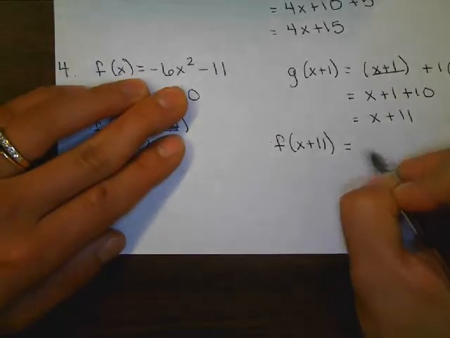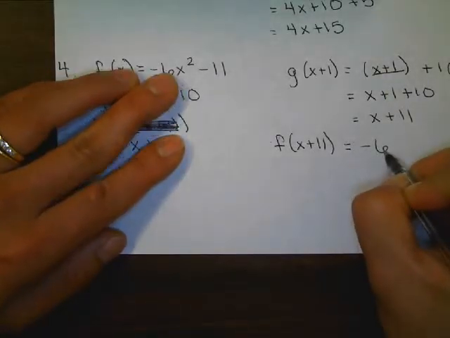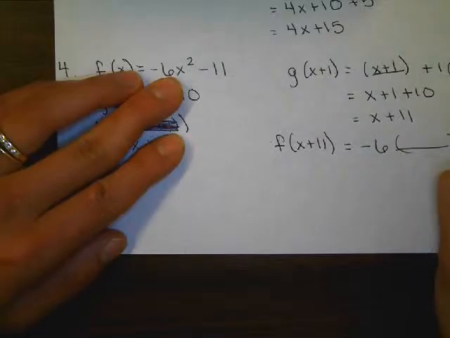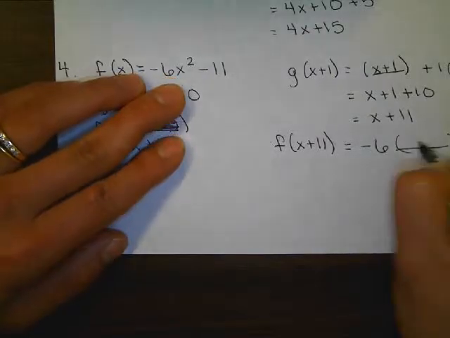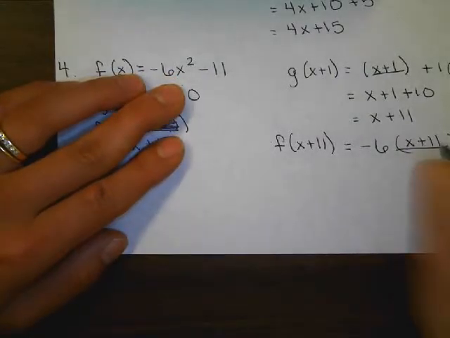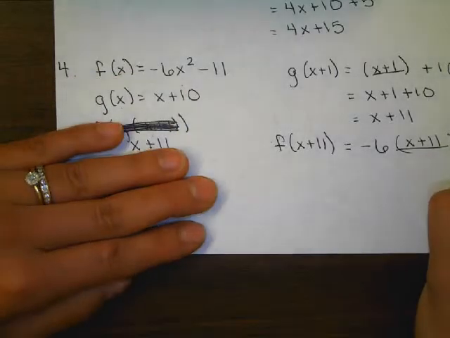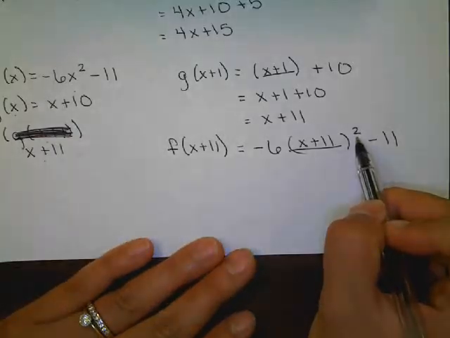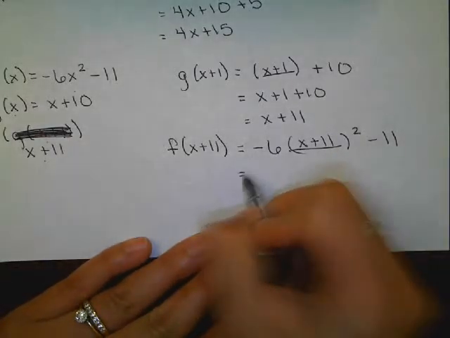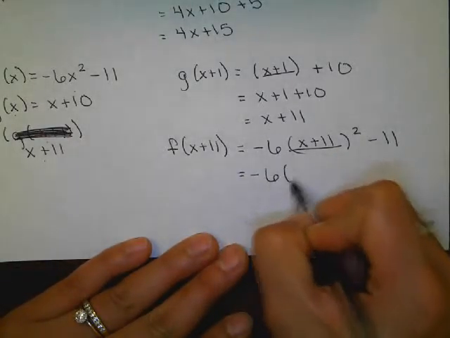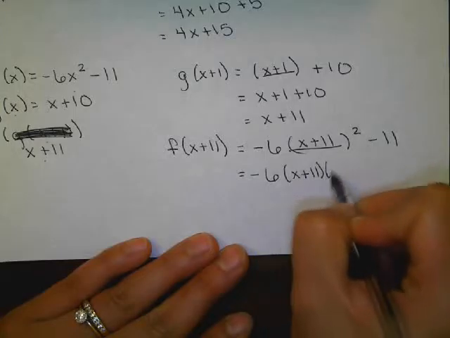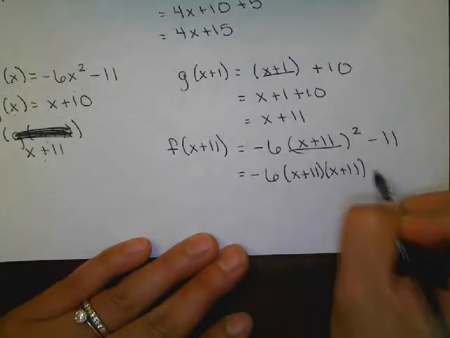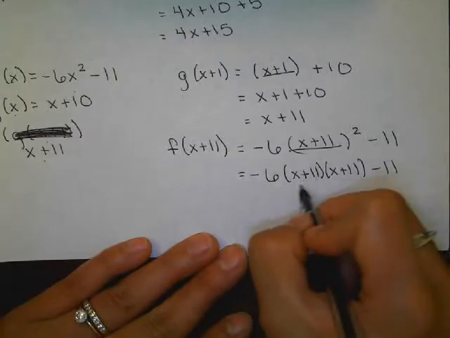So I'd look at my f, and I'm going to set up that skeleton again. Got that negative 6 and then a blank squared minus 11. In that blank goes x plus 11. Now that that's squared, what I need to do is write out my expression twice. So I have negative 6 times x plus 11 times x plus 11 minus 11.